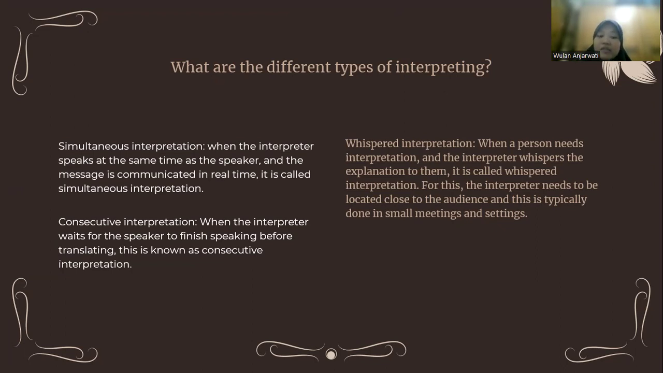And the last, there is whispered interpretation. When a person needs interpretation and the interpreter whispers the explanation to them, it is called whisper interpretation. For this, the interpreter needs to be located close to the audience, and this is typically done in small meetings and settings.